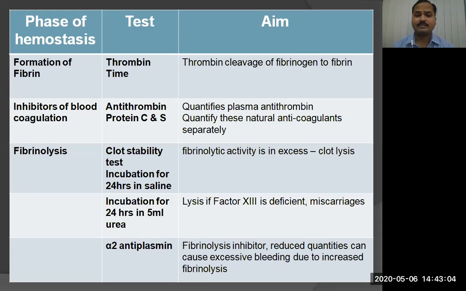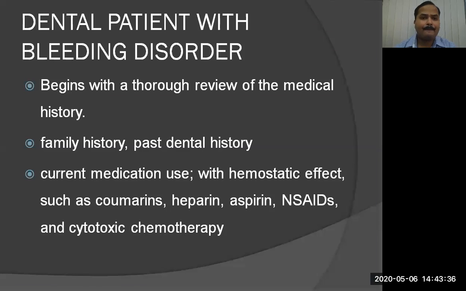Incubation for 24 hours in 5 ml urea can also be done, where if factor 13 is deficient, then lysis occurs. It is also important in assessing miscarriages due to this deficiency or problem. Alpha 2 antiplasmin can be determined, where it is the fibrinolysis inhibitor; reduced quantities can cause excessive bleeding due to the increased fibrinolysis. This factor is also important for bleeding.